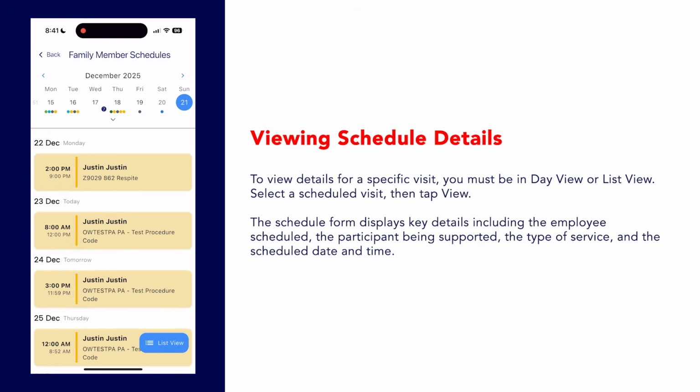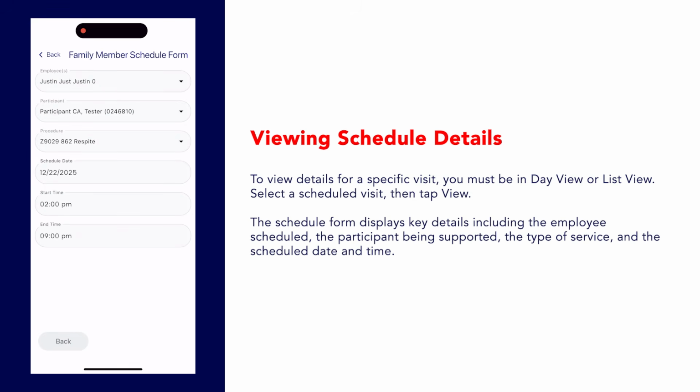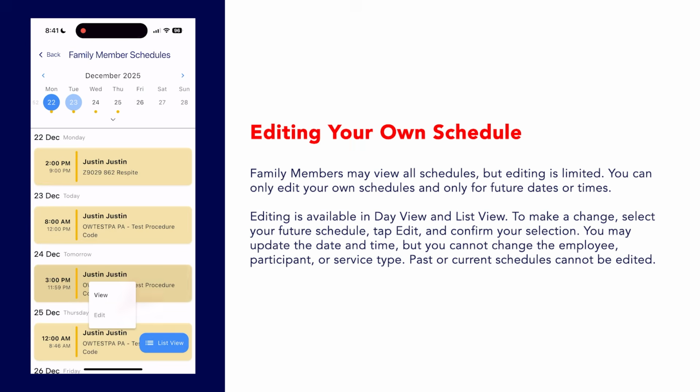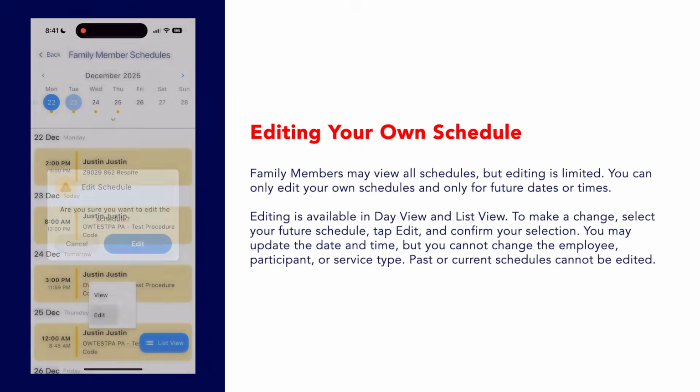Viewing schedule details. To view details for a specific visit, you must be in Day View or List View. Select a scheduled visit, then tap View. The schedule form displays key details including the employee scheduled, the participant being supported, the type of service, and the scheduled date and time.